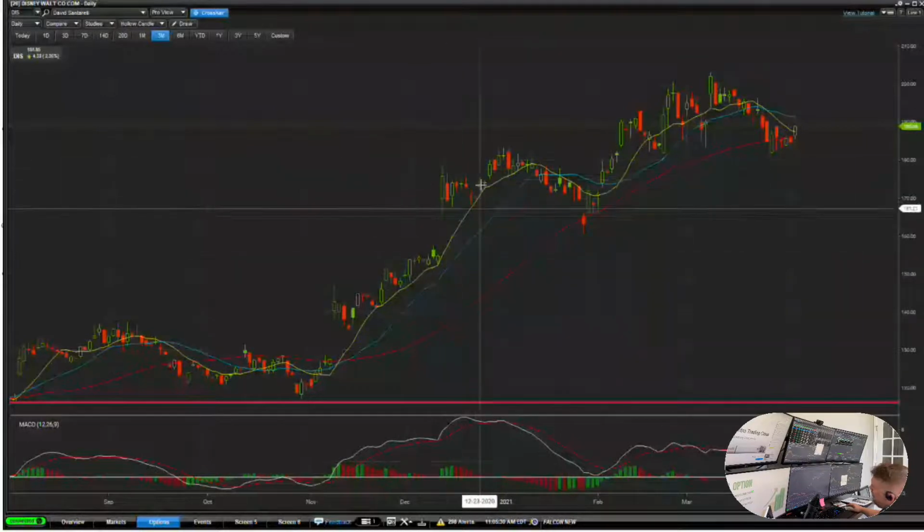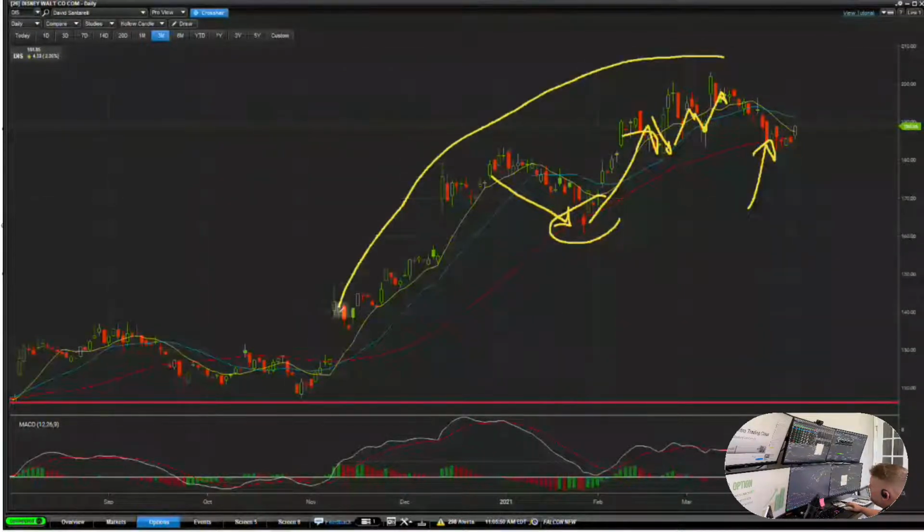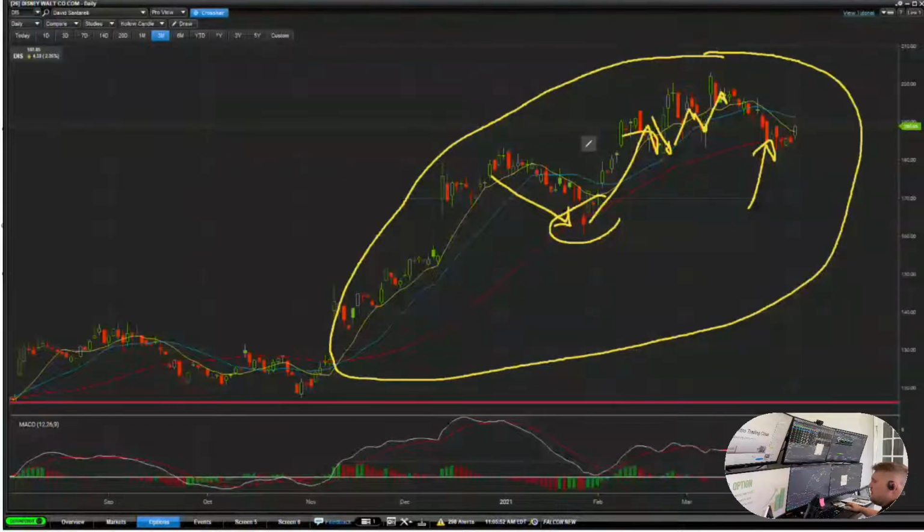Okay, so now you can see what she did. She retraced, came back down to that red 50-day simple moving average, right? And then what happened? She retraced right down to that 50, and then she started that climb again. Climb, dropped back down to that 20, started that climb, back down to that 20, started that climb. Now look where she's at again. She's holding that 50.